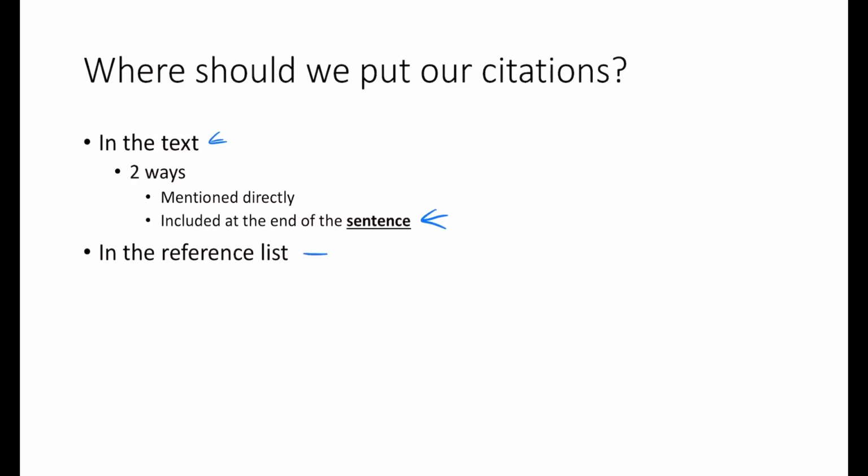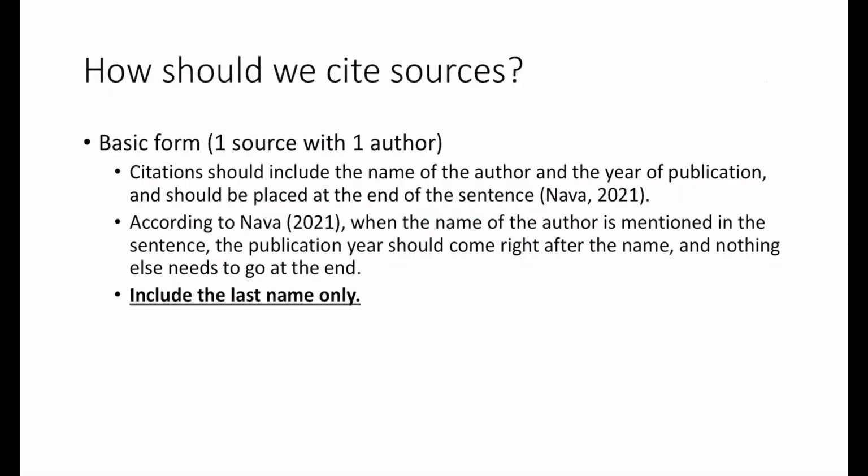And then we're going to put something brief there that just says where we got that information. And then at the end, we're going to have something in more detail that lets the reader, if they want to know where to find that information, where they can go find it. So let's look at some examples. The basic format for doing this, if you're citing something with just one source, or just one author, is you want to put the last name of the author and the year of the publication at the end of the sentence where you cited it.